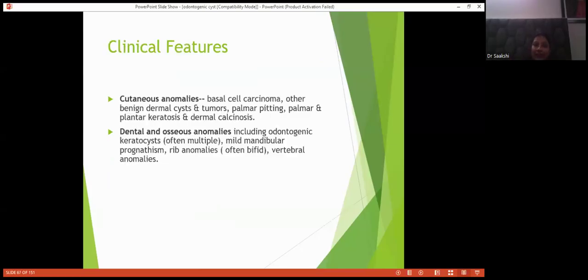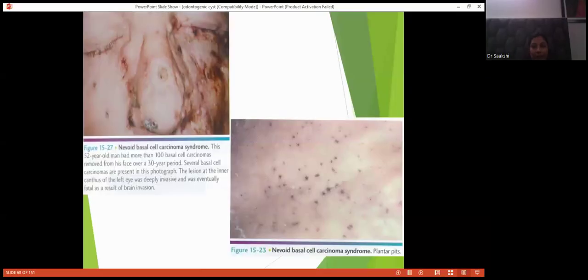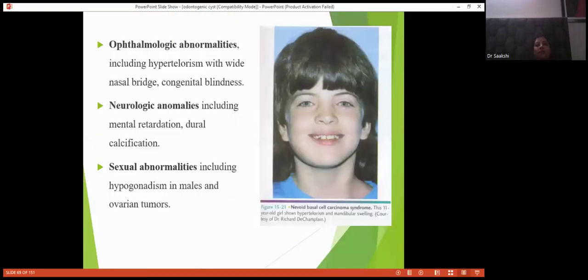Now, coming on to the clinical features, cutaneous anomalies include your basal cell carcinoma, your dermal cyst tumors, palmar pitting, palmar plantar keratosis, and dermal calcinosis. Skeletal and dental anomalies include your odontogenic keratocyst, mild mandibular prognathism, rib anomalies, usually bifid ribs, and vertebral anomalies. Now you can see this is a major basal cell carcinoma syndrome. It's a 52-year-old man with more than 100 basal cell carcinomas removed over the period of time. You can see these are the plantar pits. Small pits are formed. Then ophthalmologic abnormalities include hypertelorism with wide nasal bridge and congenital blindness.